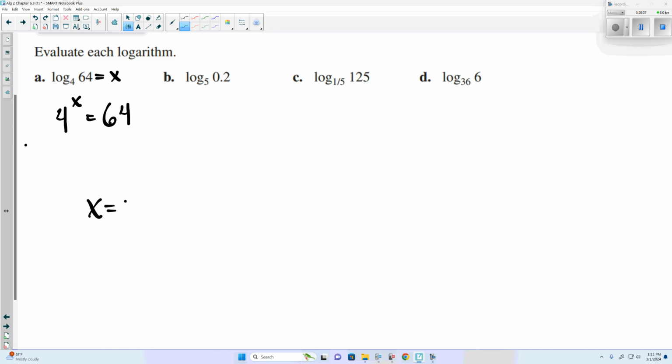So x is 3. Another way we could say this is because 64 is 4 to the third, and we will have this property come up later. It's something called the 1-to-1 property. Since both of the bases are 4, the exponents also have to be the same. Because if the bases are the same, we can set the exponents equal to each other. So x is equal to 3.